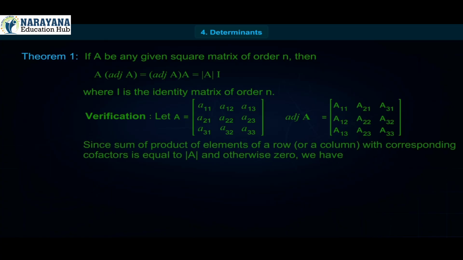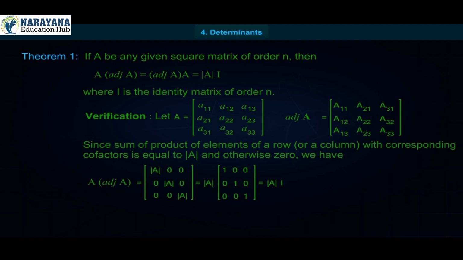Since the sum of products of elements of a row or a column with the corresponding cofactors is equal to the determinant of A, and otherwise 0, we have A times adjoint A is equal to the matrix [determinant of A, 0, 0; 0, determinant of A, 0; 0, 0, determinant of A], which is determinant of A times the matrix [1, 0, 0; 0, 1, 0; 0, 0, 1], which is determinant of A times I. Similarly, we can show adjoint A times A is equal to determinant of A times I. Hence, A times adjoint A is equal to adjoint A times A, which is equal to determinant of A times I.